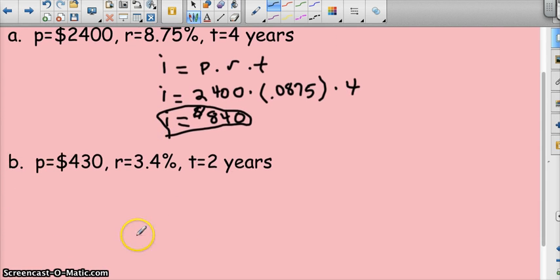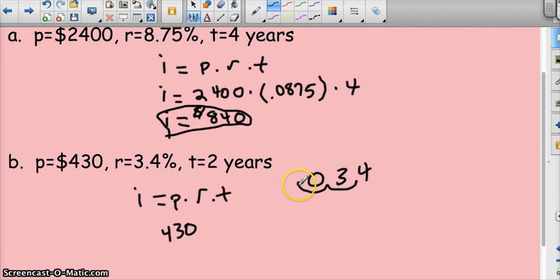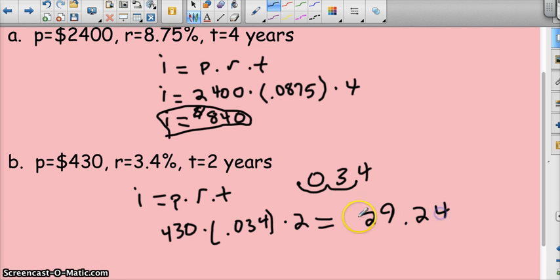Let's move on to our bottom example. I equals P times R times T. So we are using a principal of $430. The rate is 3.4%. Let's convert that to a decimal real quick. I've got that as 0.034. And then we're going to multiply that times 2 years. The result here is $29.24. Those are the real simple types of simple interest problems.